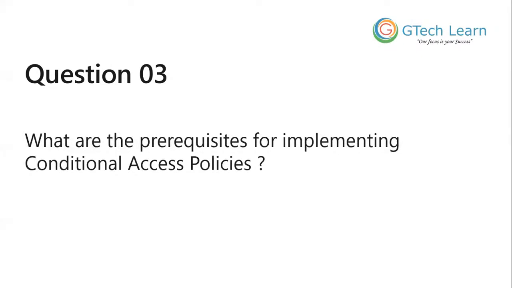Then if you are trying to implement the conditional access policy, you have to disable the security defaults option in your Azure Active Directory properties. Then after, you will be able to implement the conditional access policies easily.